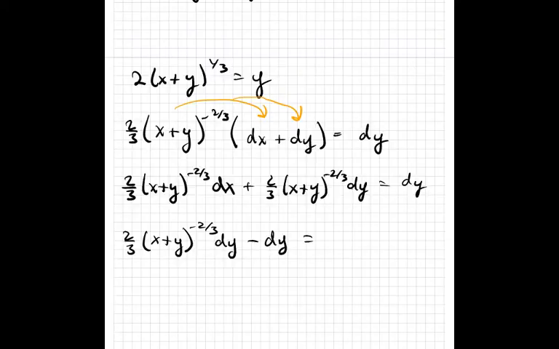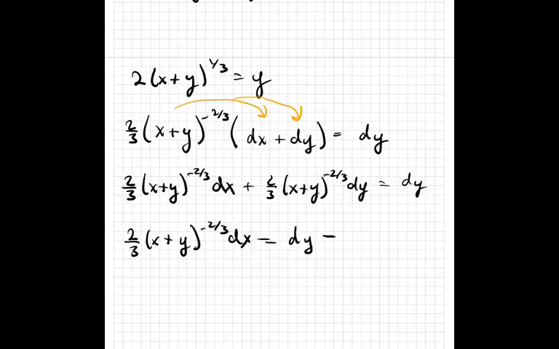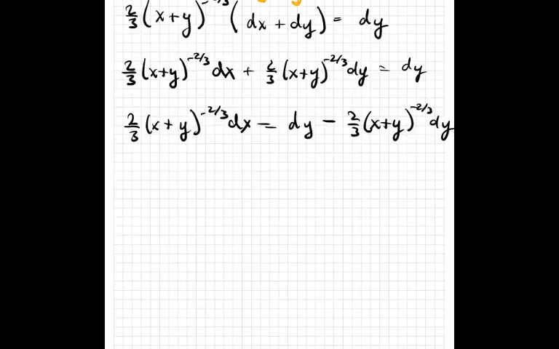actually, just to minimize my negatives, what I'm going to do, I'm going to move the dy to the right, right? So we have this 2/3 x plus y to the negative 2/3 dx equals, we're going to say dy minus 2/3 x plus y to the negative 2/3 dy, okay? So now if we factor, I'm just going to flip the equations because I'm just going to work with my dy on the left. It's going to be the exact same thing. We're going to have dy times 1 minus 2/3 x plus y to the negative 2/3.